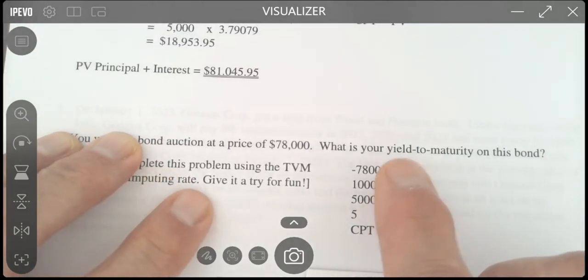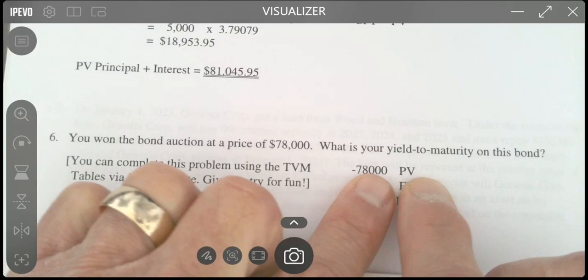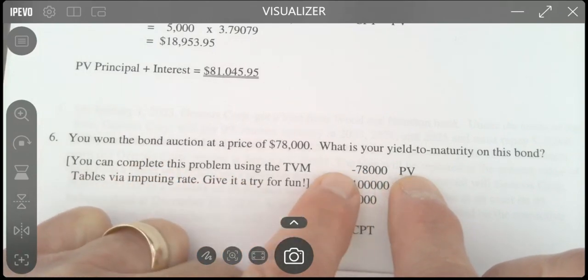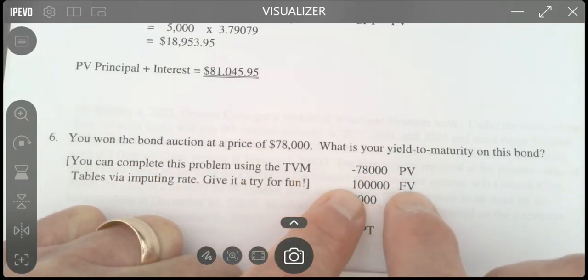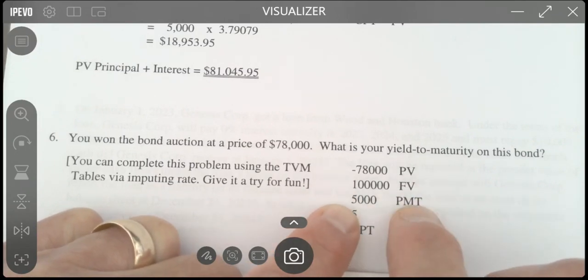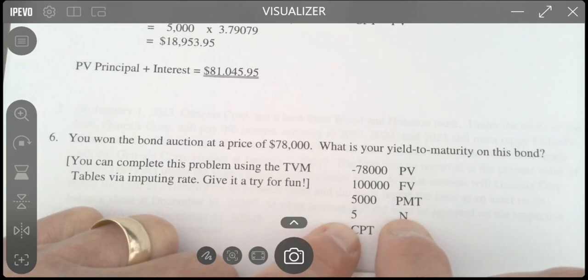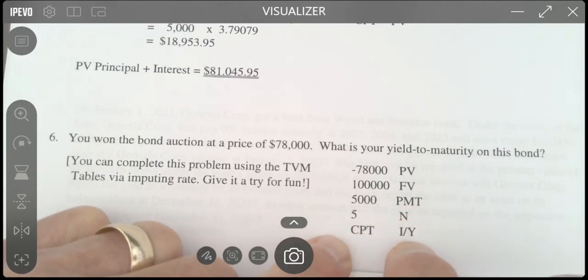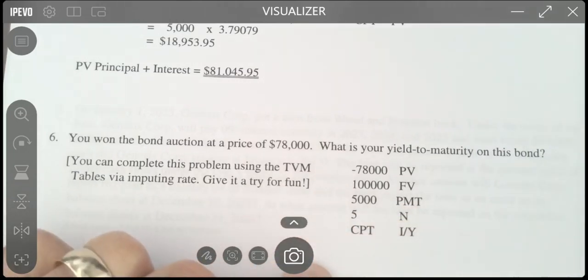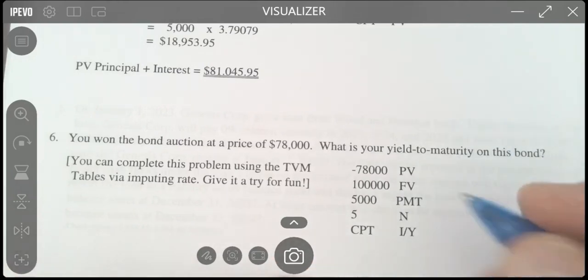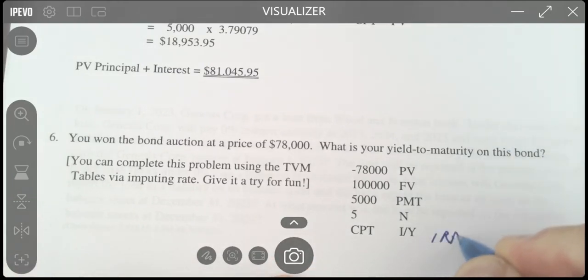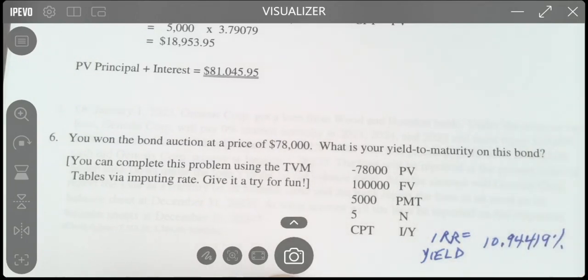With the financial calculator, minus 78,000 is the present value, what we paid today. It's an outflow. 100,000 positive is the fair value of our inflow. We will also get a $5,000 payment for 5 years, so 5N. Compute the I per Y, and that IRR, or yield rate, is 10.94419%.